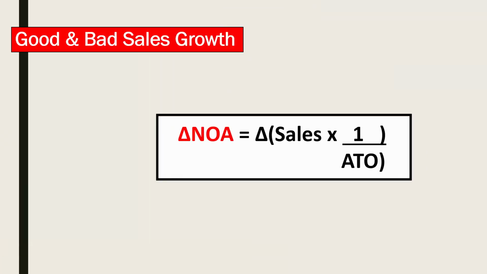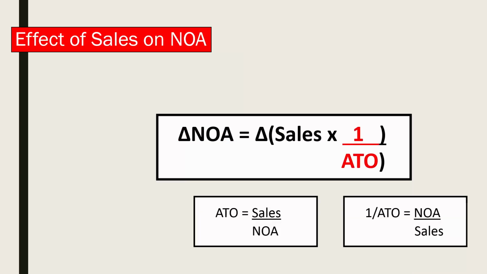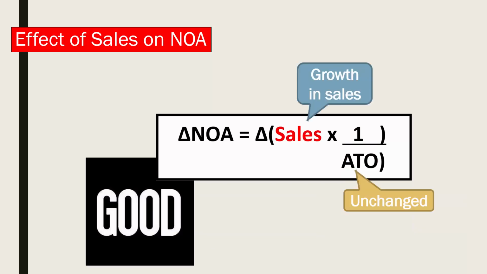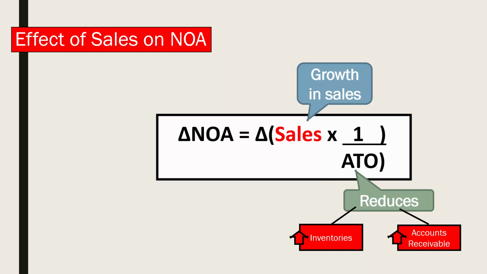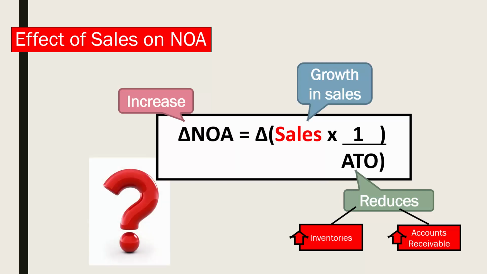Change or growth in net operating assets depends on the interaction between sales and asset turnover. Growth in sales that keeps asset turnover unchanged will lead to growth in net operating assets. But growth in sales that reduces asset turnover, for example by requiring higher levels of inventory per dollar of sales to support a more diverse product range, or by increasing accounts receivable per dollar of sales to support more generous terms of trade with customers, would also lead to growth in net operating assets. However, is this necessarily a good thing for equity investors?